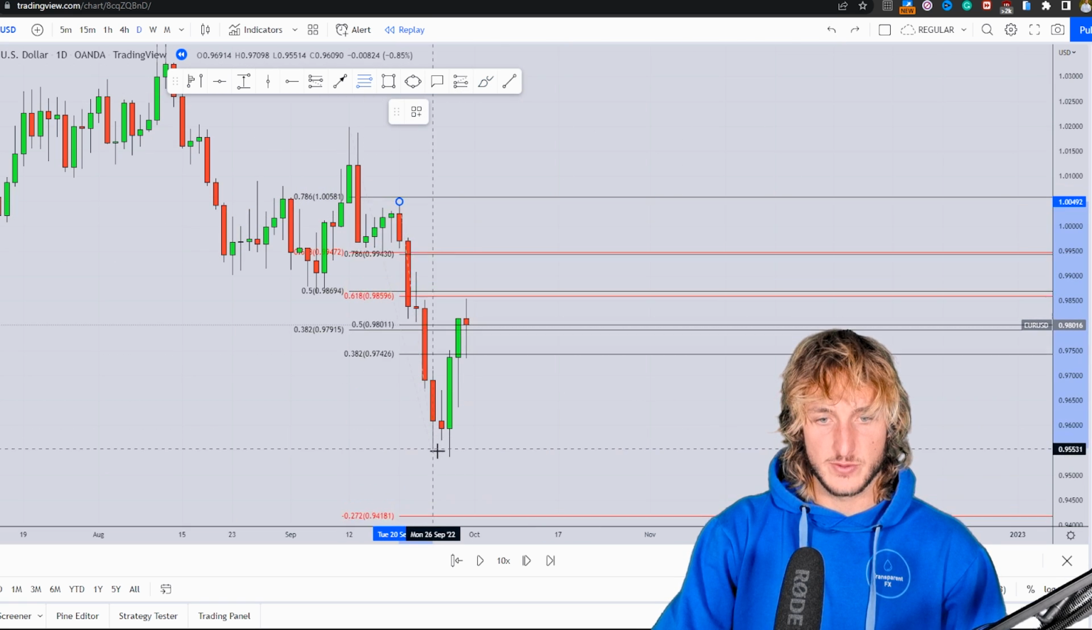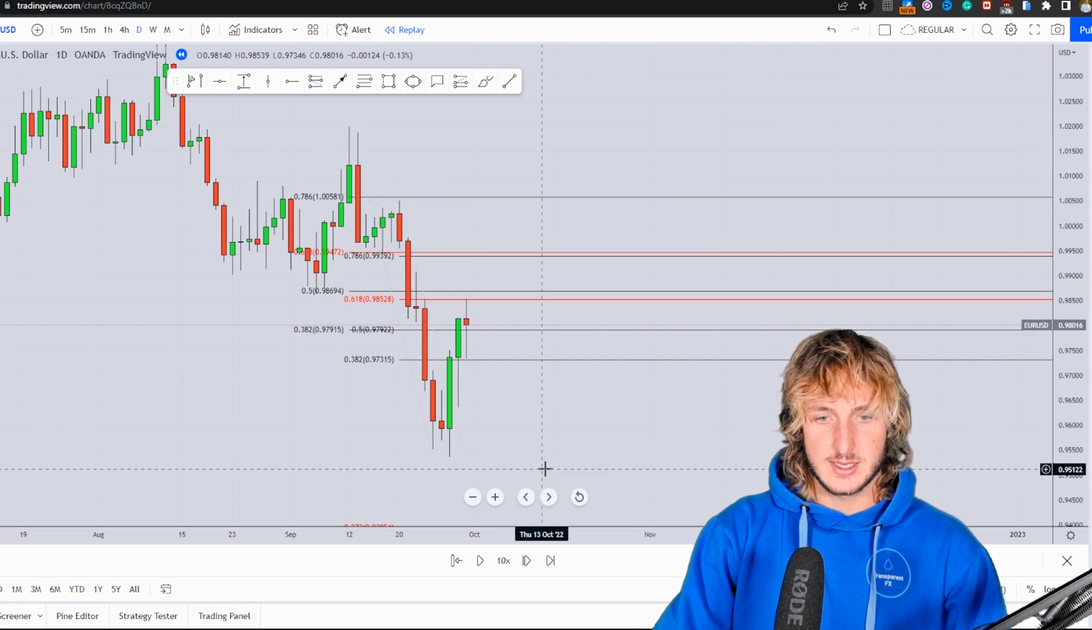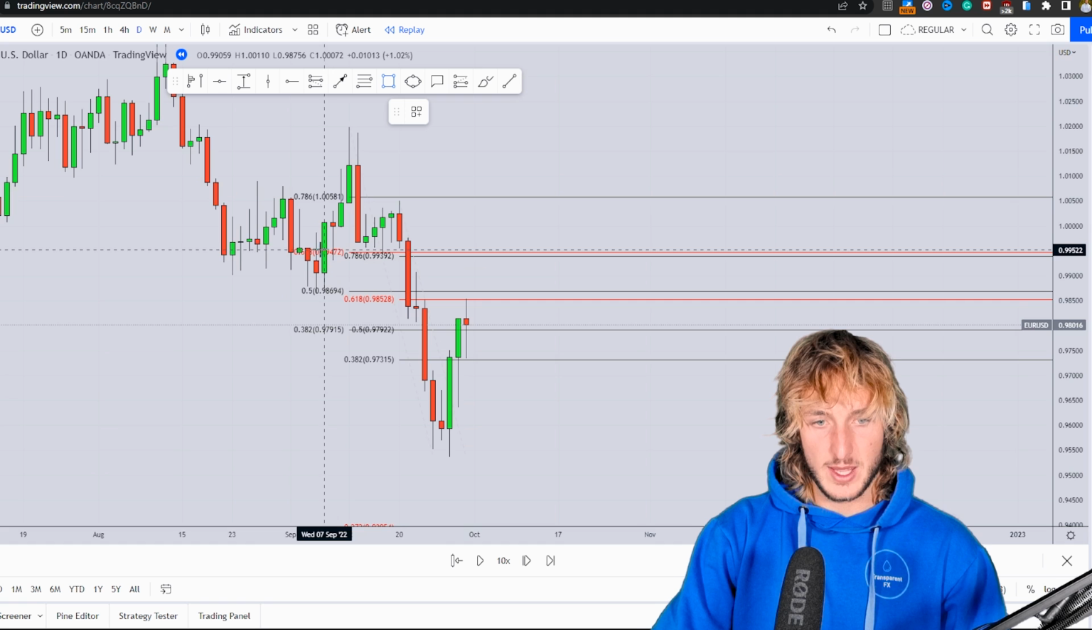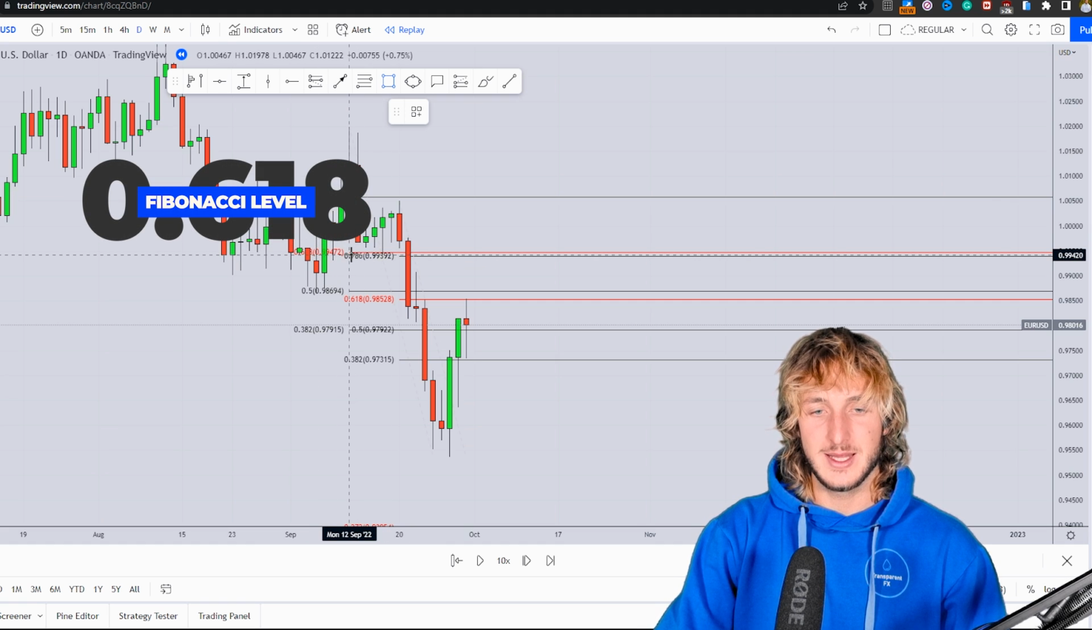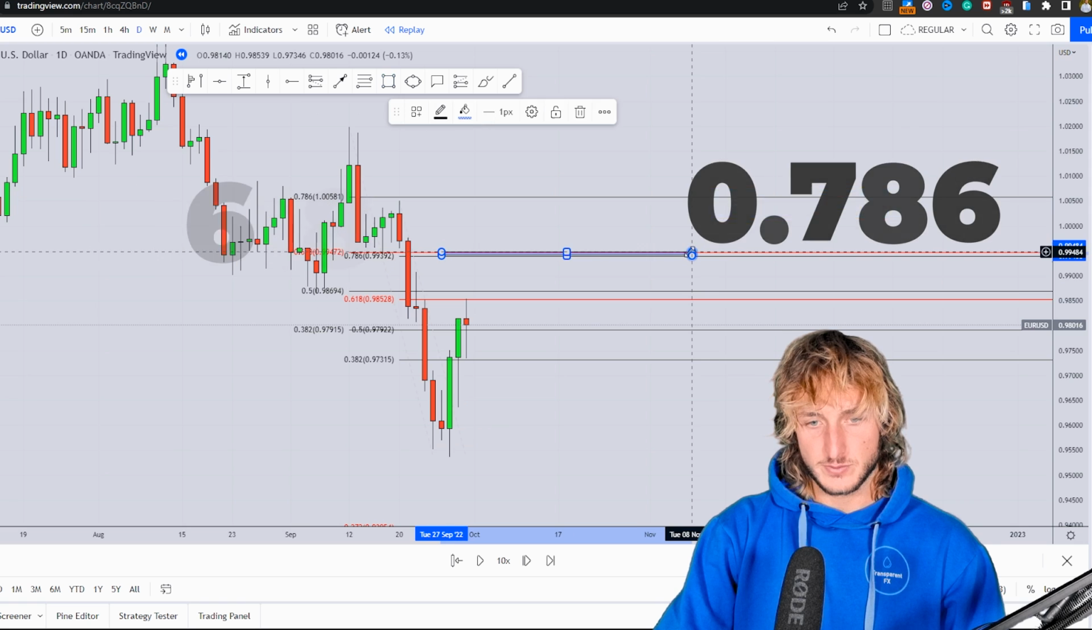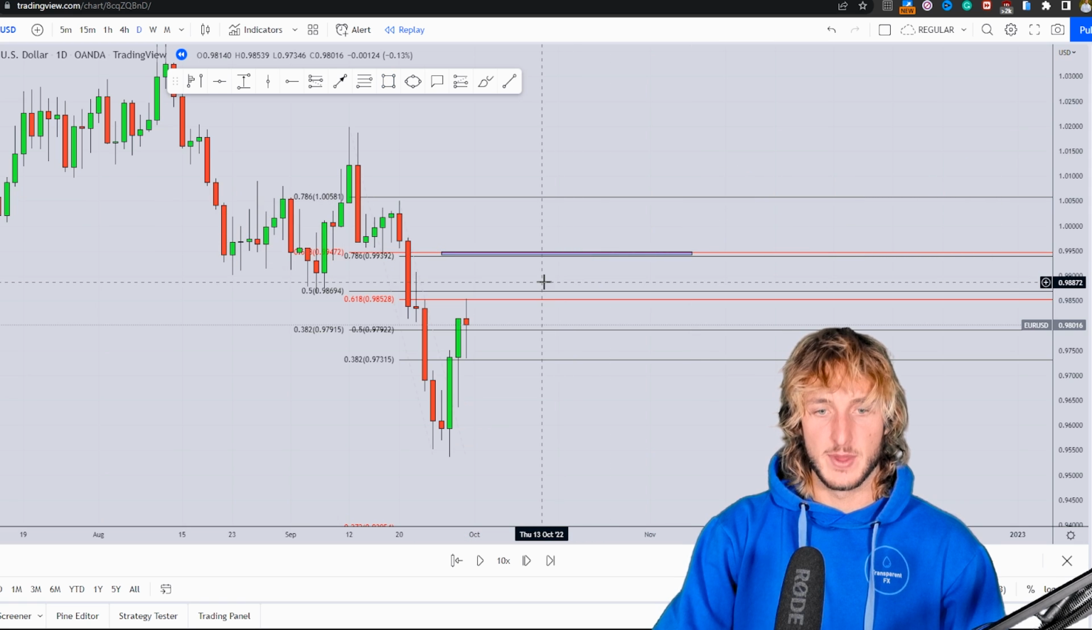If we take our Fibonacci from this high to this low, we can see that essentially the strongest area that the market would be creating here is this zone, where we have the 0.618 on the weekly lining up with the 0.786 on the daily. So this is a very strong area of resistance.